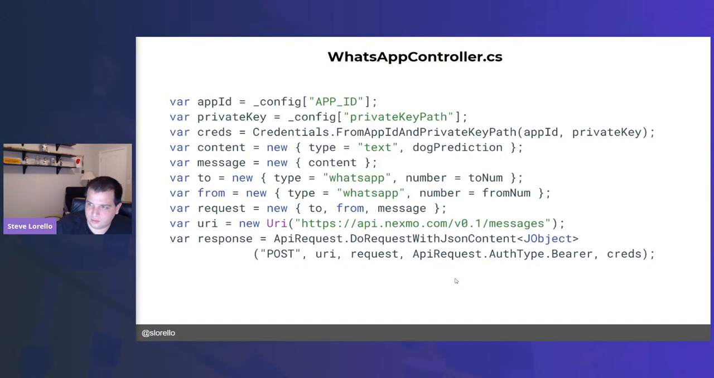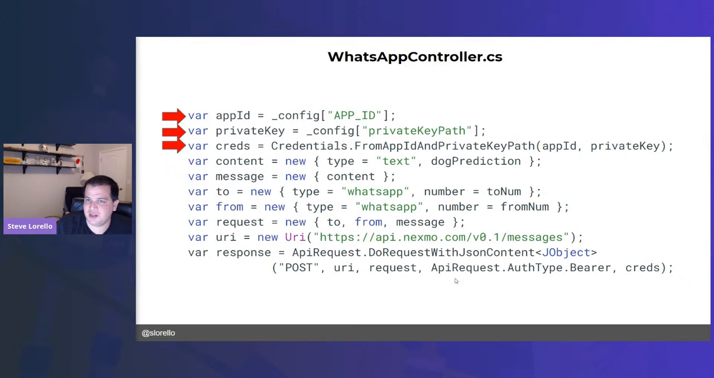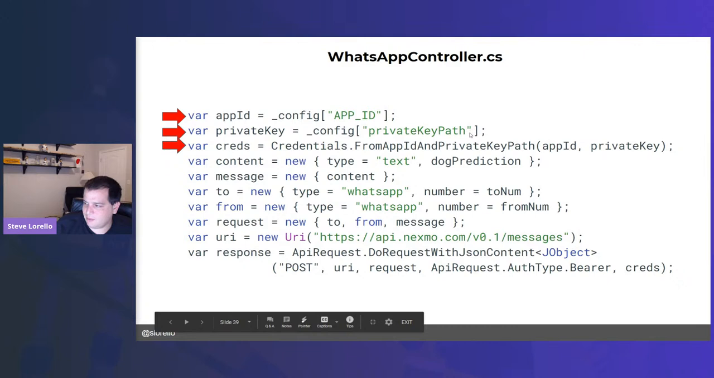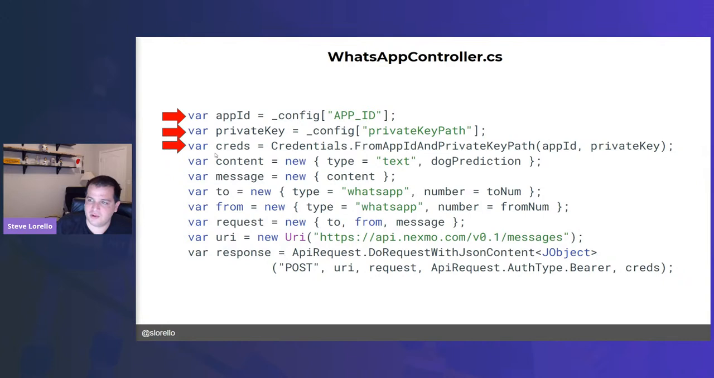This is going to be in a regular MVC controller. I'm dependency injecting a config that has an app ID and a private key path that I'm going to use for actually, those are some user secrets that Vonage needs. I'll extract those credentials, and that enables me to essentially send a WhatsApp or Facebook Messenger or Viber message, or SMS message for that matter, using the Vonage Messages API.